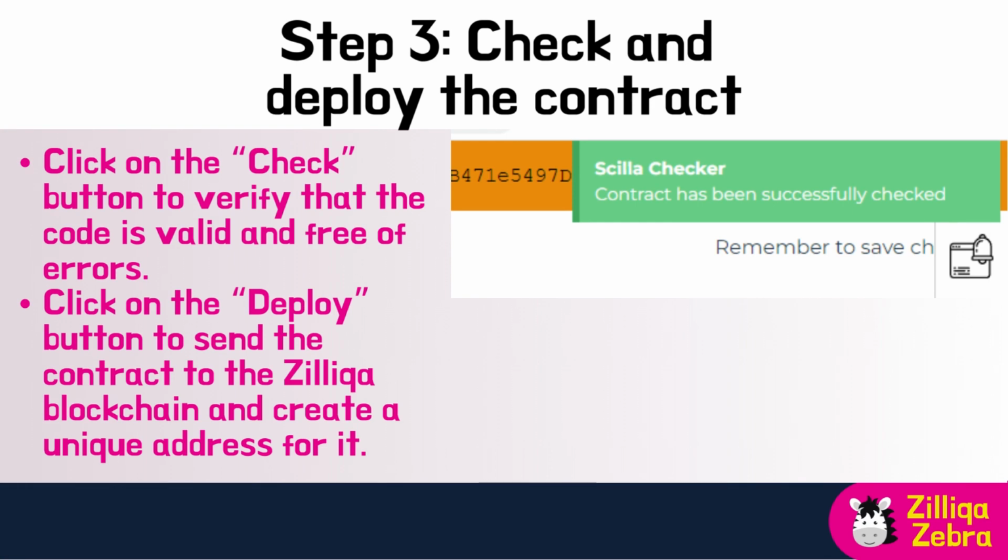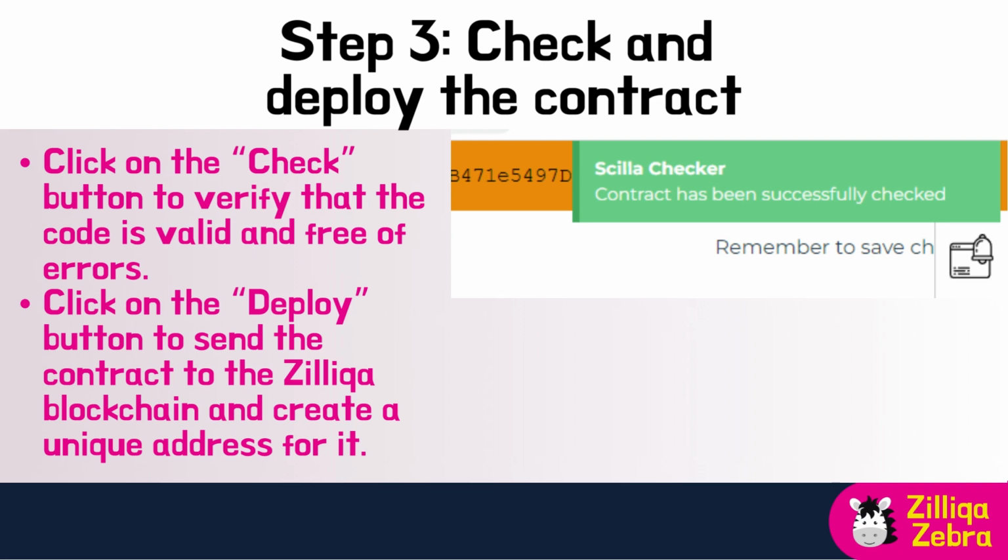Step 3. Check and deploy the contract. The next step is to check and deploy the contract. Checking the contract means verifying the code is valid and free of errors. Deploying the contract means sending it to the Zilliqa blockchain and creating a unique address for it.